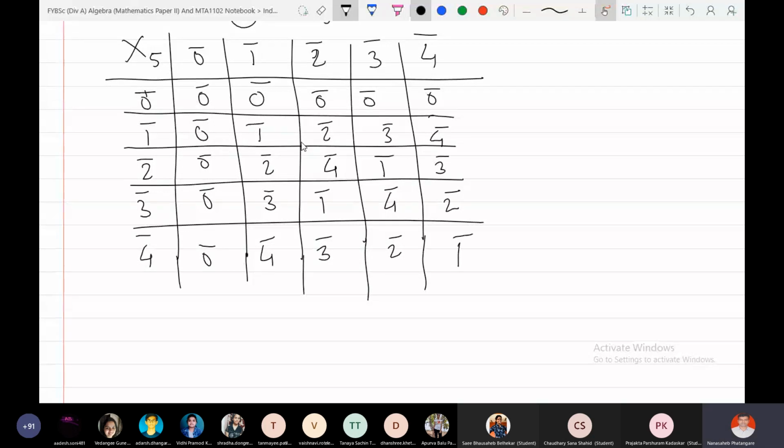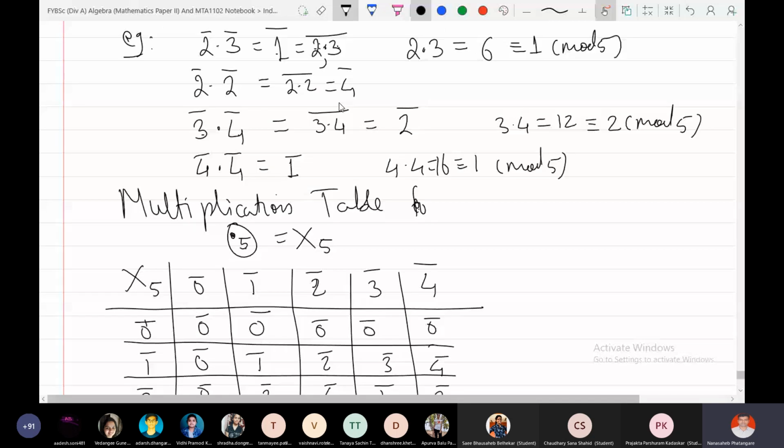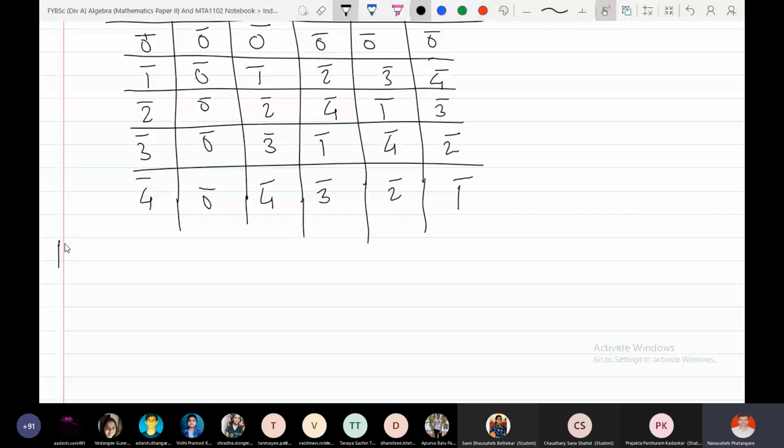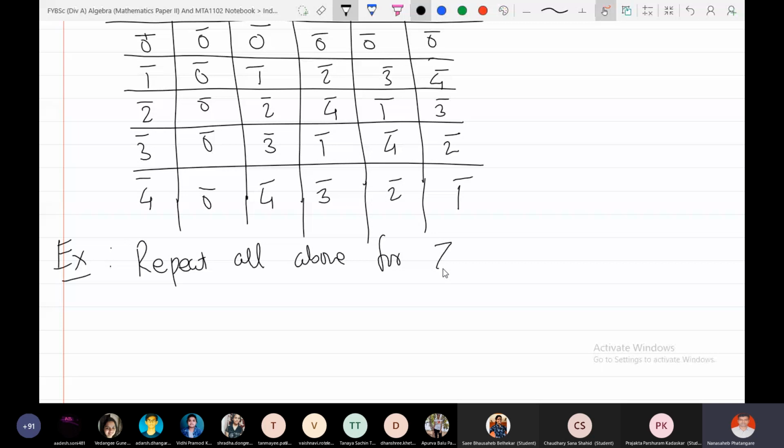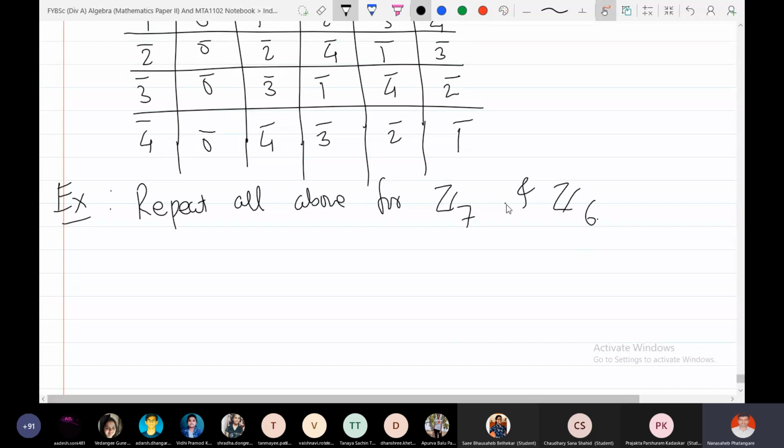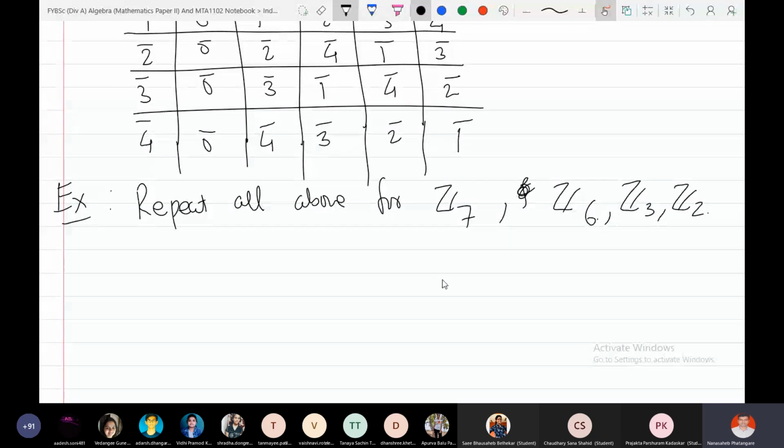Right, so this table gives all possible multiplications, the complete structure of Z5. Is it clear? Yes, sir. Now the exercise: repeat all of the above for Z7 and Z6, and also Z3 and Z2. So repeat all of the above for these four sets. You understood what I want now?